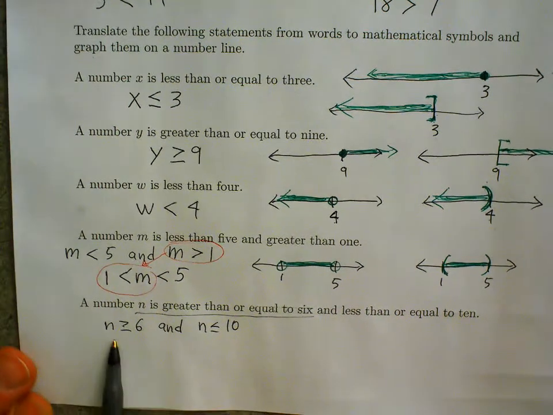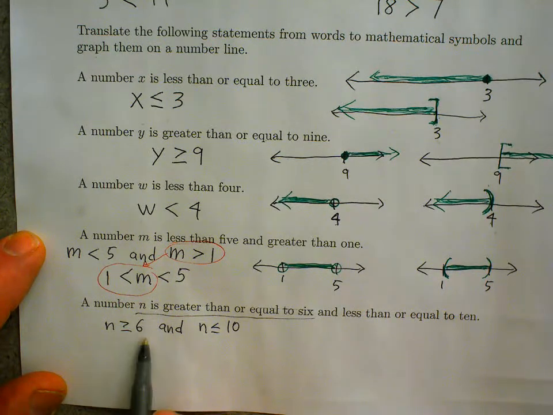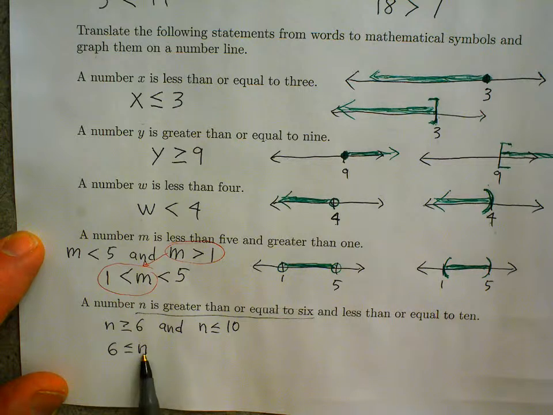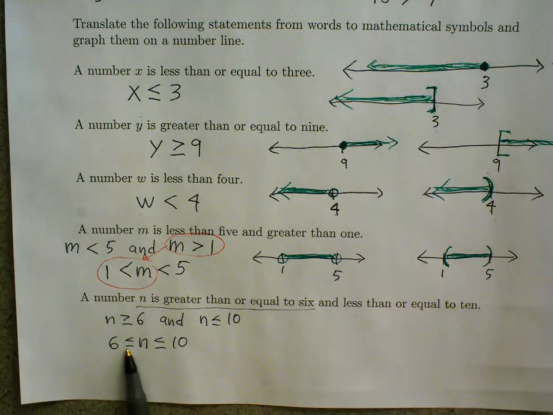And then the more compact way to write this, n is greater than or equal to 6 means the same thing as 6 is less than or equal to n. And at the same time, n is less than or equal to 10. So we call this a compound inequality because there are two inequalities in this statement.